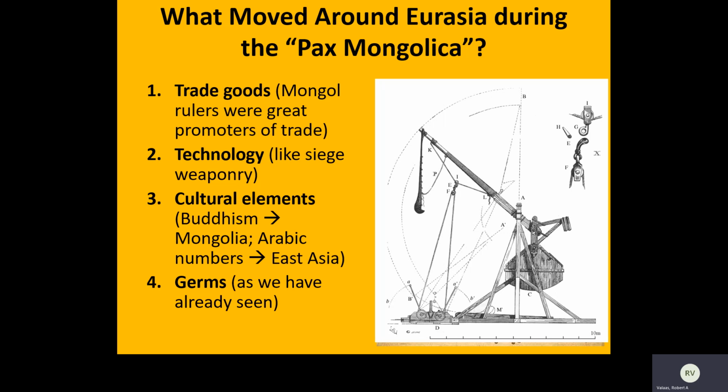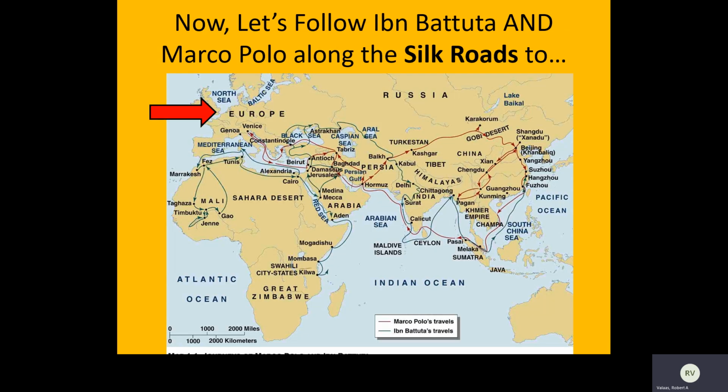Cultural elements too spreading during Mongol rule. Buddhism, especially Tibetan Buddhism, spreading into Mongolia, where most people are still Buddhist today. Arabic numerals arrive in East Asia for the first time under Mongol rule and are actually adopted pretty readily there too. And as we've already seen, germs. It was, of course, in the even greater period of interregional interaction made possible by the Mongols that the bubonic plague spread so quickly throughout Eurasia and into North Africa.